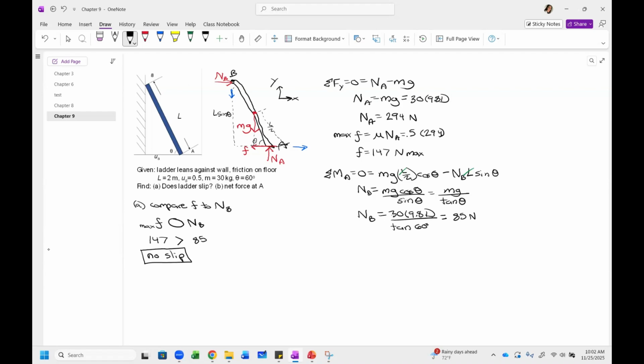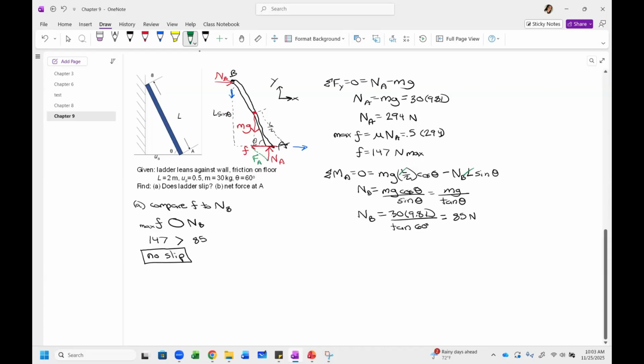Now, each problem will have different numbers in it. So if we did this comparison and the max friction force was less than the normal force at B, then in that case, the ladder would slip because friction is not enough to keep it holding against the wall. And for the net force at A, we have to account for the friction force and that normal force. So we will need to get the hypotenuse of this triangle, and that distance is total force at A. But which friction force do we use? The max force or the normal force?